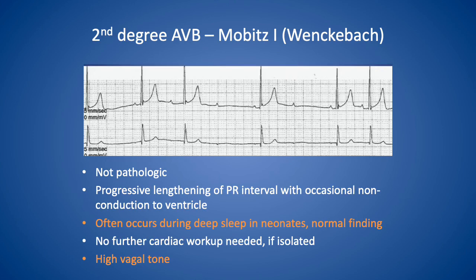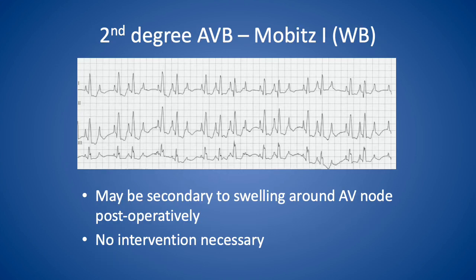Second degree AV block, or Mobitz 1, sometimes known as Wenckebach block, is a progressive lengthening of that PR interval with occasional non-conduction to the ventricle. And so this is not pathologic. It often occurs during deep sleep in neonates, and it's a normal finding. If you do see this, it's usually attributed to a high vagal tone. No further cardiac workup is usually needed if it's isolated.